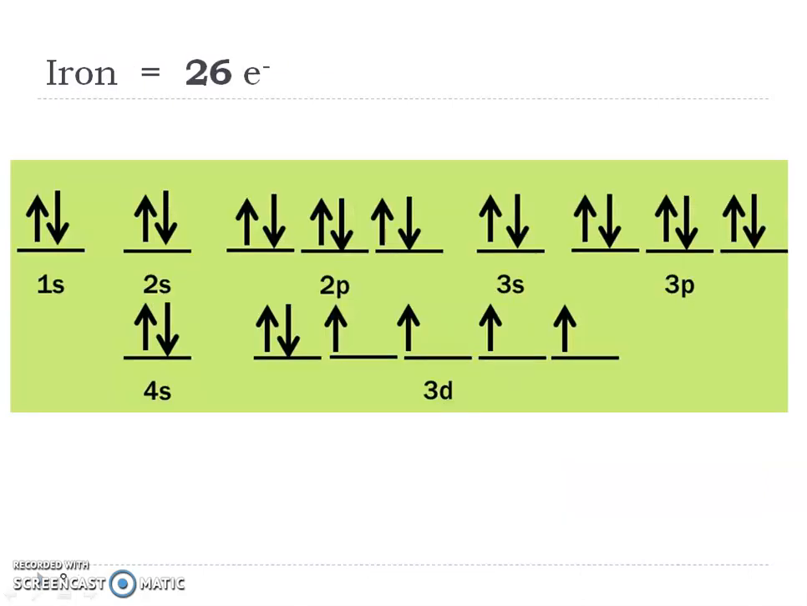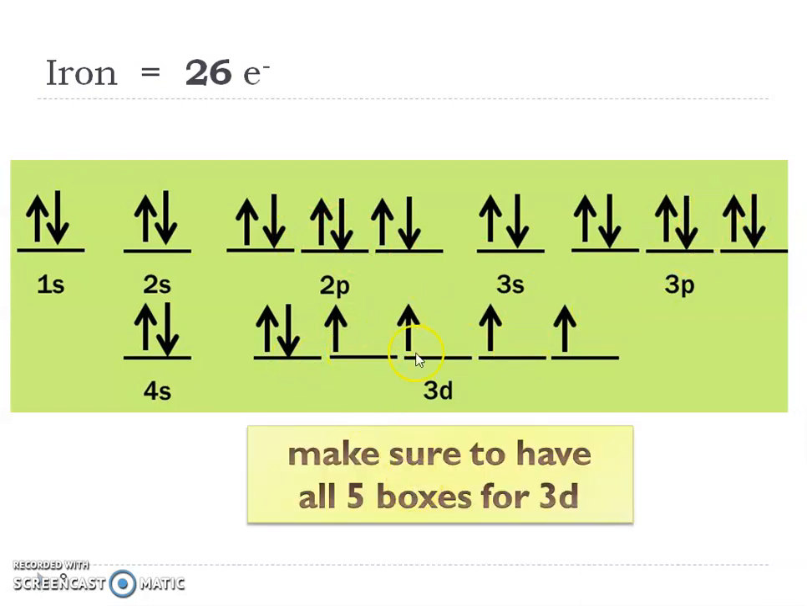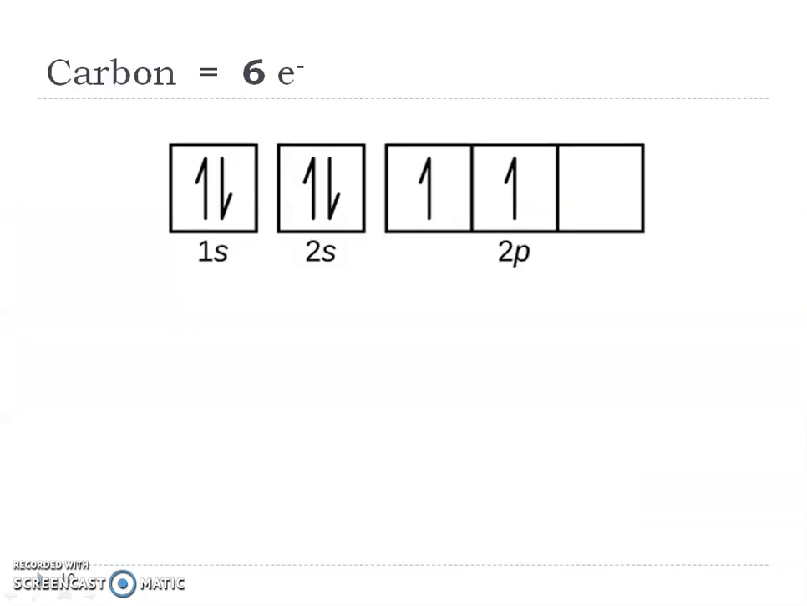This is the one for iron. Again, notice now I didn't use boxes, I just used lines, but I still use the arrows up and down, and I still labeled each of the sections. So I have the 2p section labeled, the 3p section labeled, and your 3d. And notice I still draw all 5 lines or all 5 boxes for that 3d, whether they're all filled or not. How about for carbon?